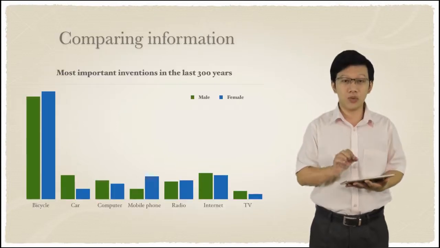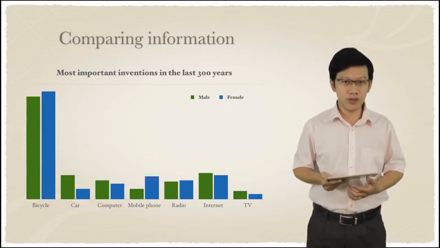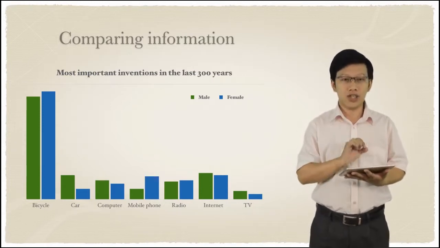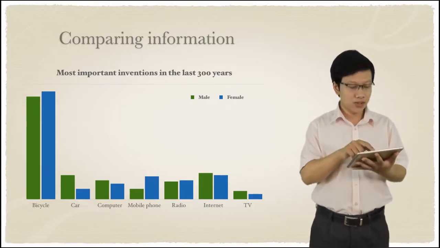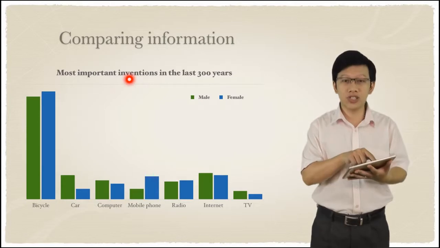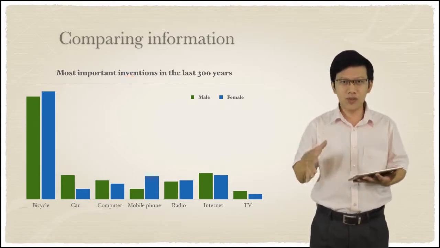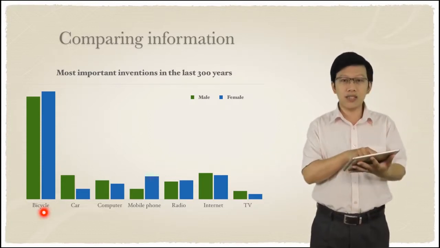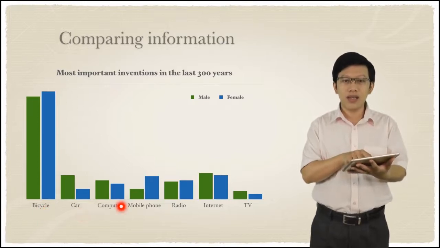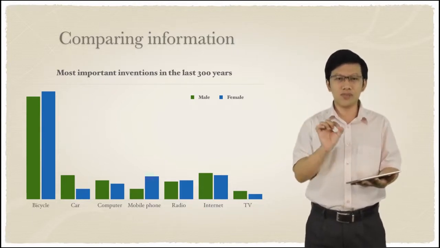Let's start first with comparing information. What I have here for you is a bar chart. And look at the title. What does it say in the title anyway? The title said, most important inventions in the last 300 years. Okay? Most important invention. What's the most important invention? How many are there? Let's say one is the bicycle and the car, the computer, and the mobile phone, the radio, the internet, and finally the TV.